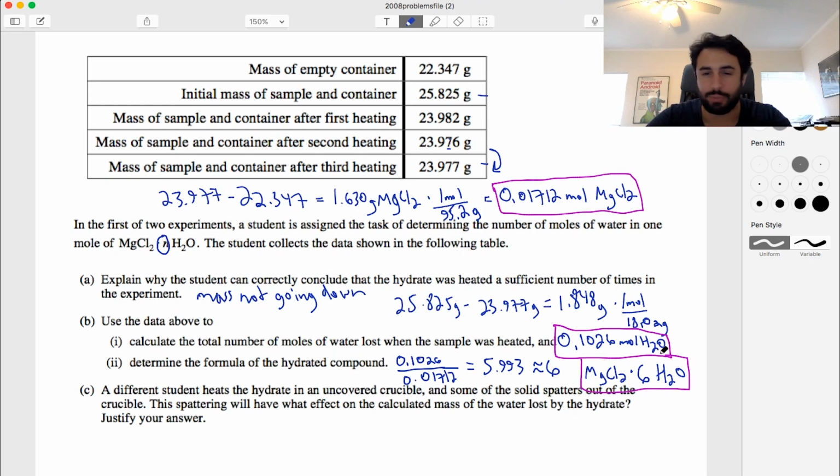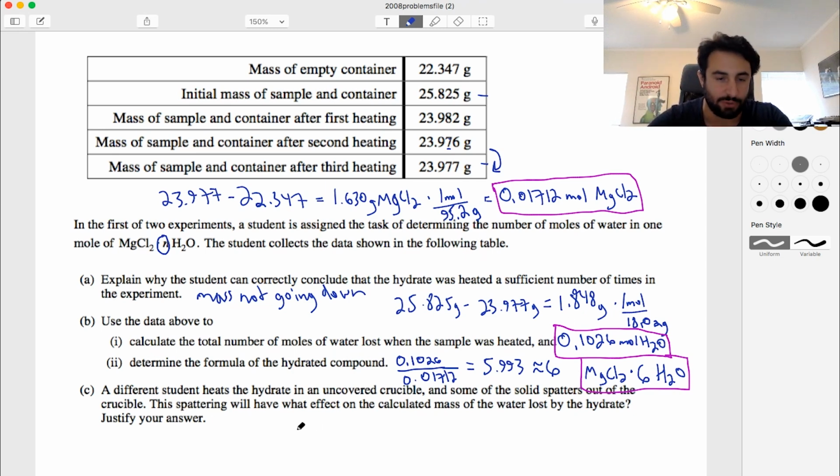So that's just some pretty simple calculations. We just have to know which data, what to do with the data, right? We have to go, okay, this is the sample with the MgCl2 and the water. This is it with just the MgCl2, no water. This is just the container by itself, right? So we have to know which number to subtract from which number. That's the main slightly tricky part about what we've done so far. That's all. So, moving on, a different student heats the hydrate in an uncovered crucible and some of the solid spatters out of the crucible.